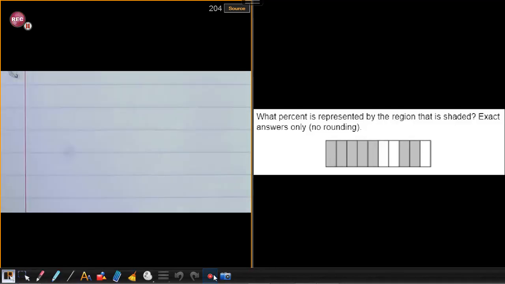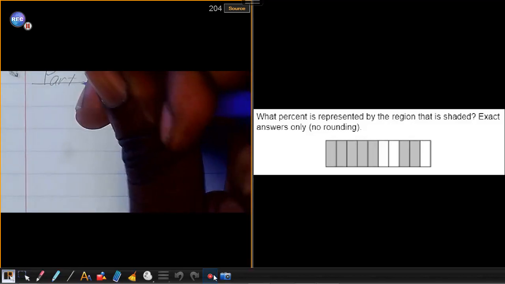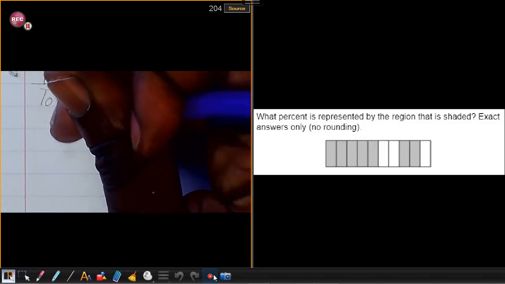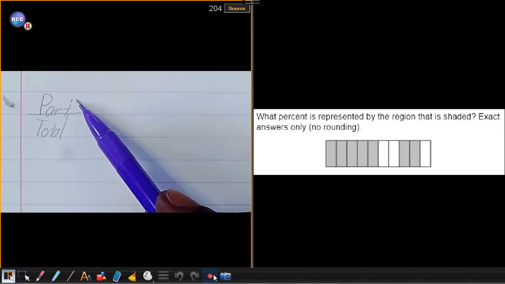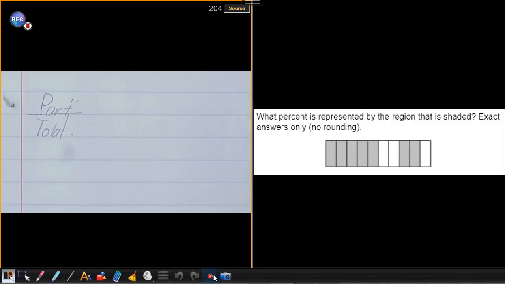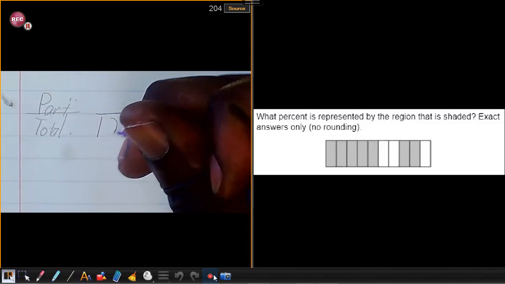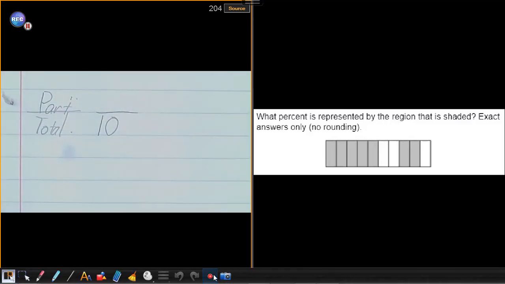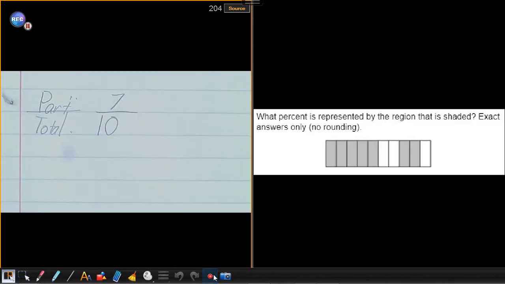So if we notice, we have part and then the total. Of course, we know that this represents a fraction, the part and the total. So if we notice, we have 10 total parts. But the number of parts that are shaded would be 7. Okay? So now we're looking for the percent.